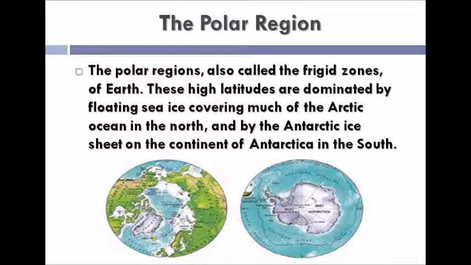Our first topic is the polar regions. The polar regions, also called the frigid zones of the Earth. These high latitudes are dominated by floating sea ice covering much of the Arctic Ocean in the north and by the Antarctic ice sheet on the continent of Antarctica in the south.